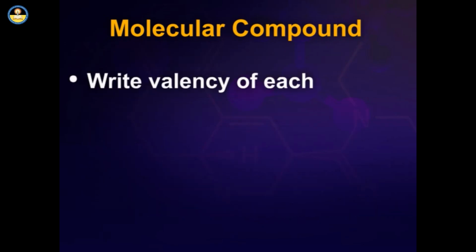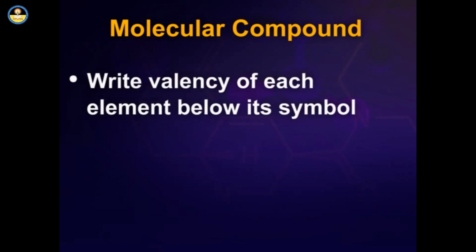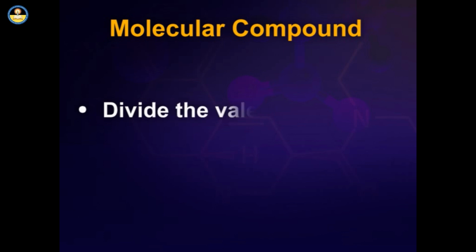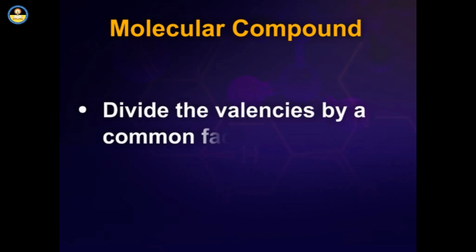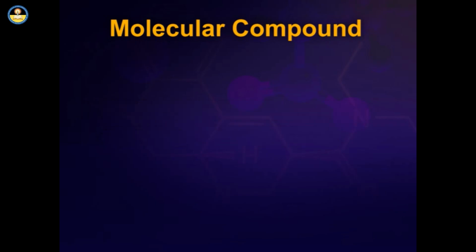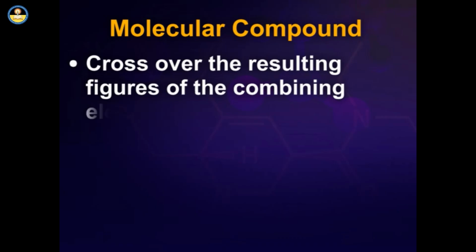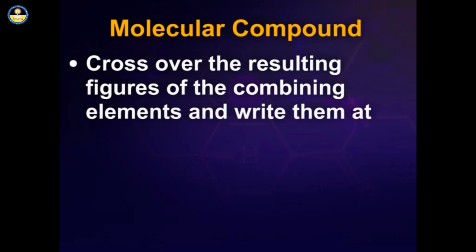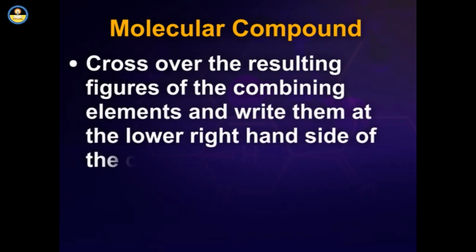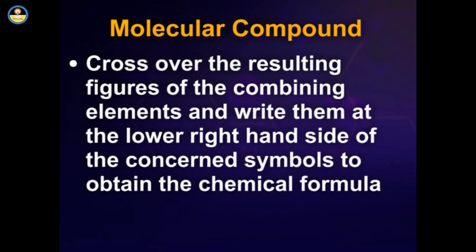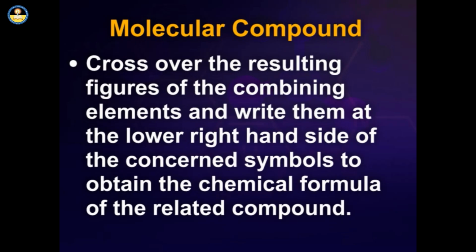2. Write valency of each element below its symbol, having some space between them. 3. Divide the valencies by a common factor, if any. 4. Cross over the resulting figures of the combining elements and write them at the lower right-hand side of the concerned symbols to obtain the chemical formula of the related compound.